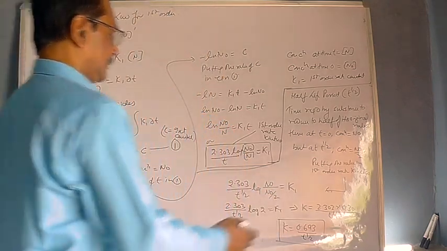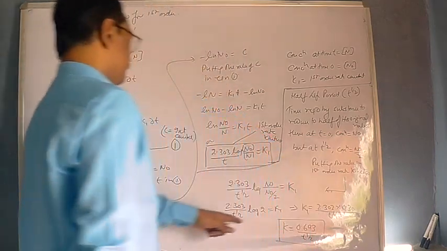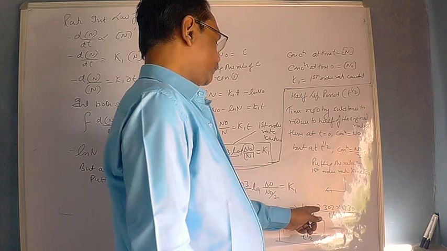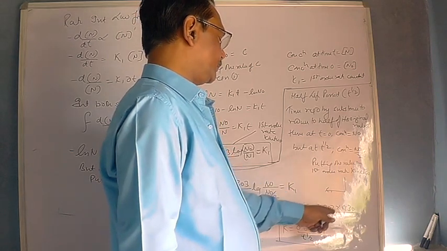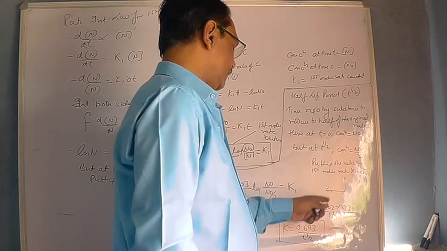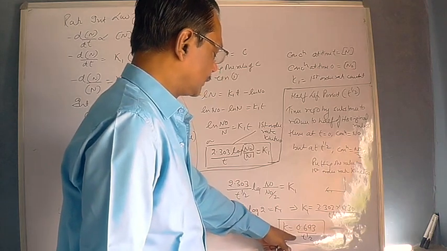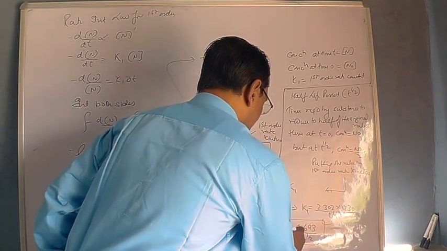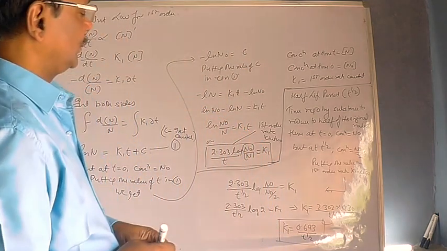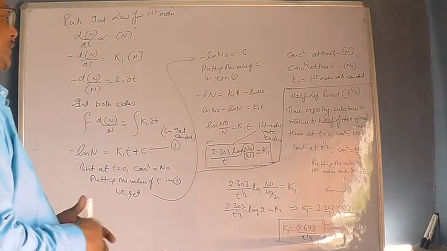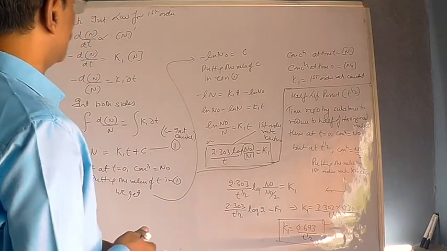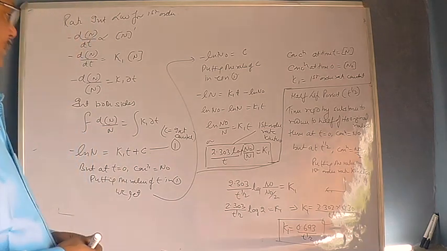In the next step, put the value of log 2, which is 0.30. So 2.303 multiplied by 0.30 upon t half. Class, remember this value, 0.693 upon t half. So class, the relation between the first order rate constant and t half is k1 equals 0.693 upon t half. Now we are going to solve numericals on first order rate kinetics.